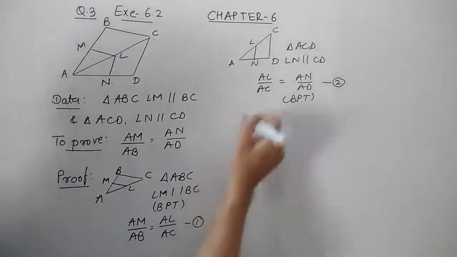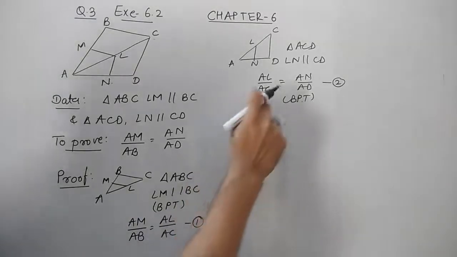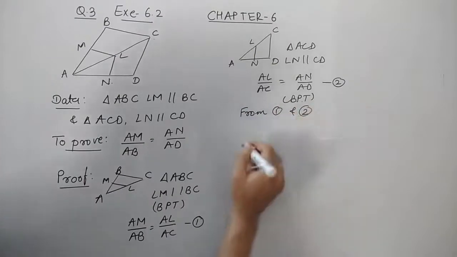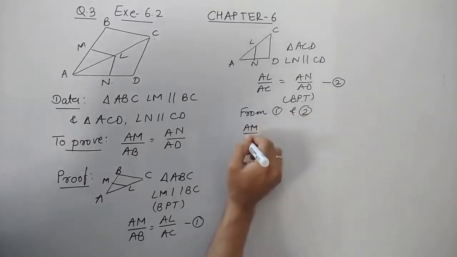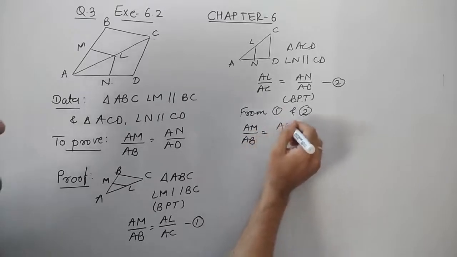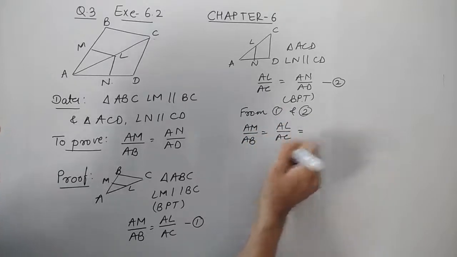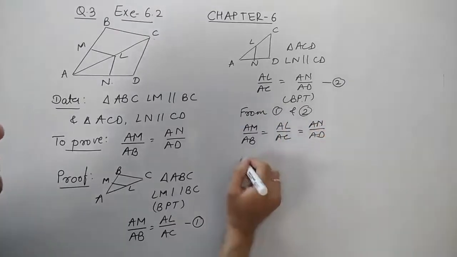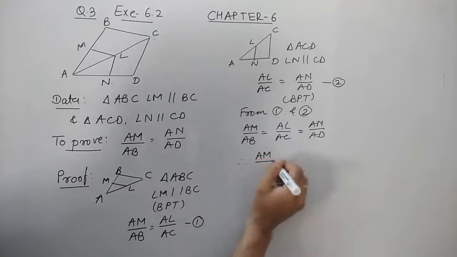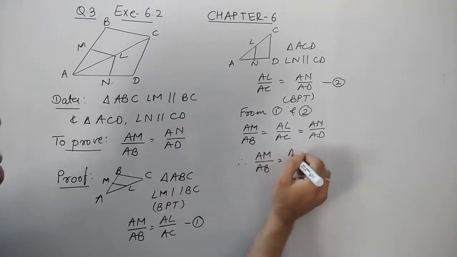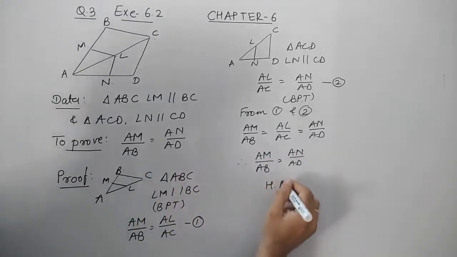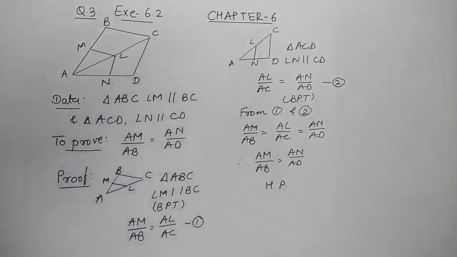Now look at equations 1 and 2. From equations 1 and 2, as you can see, AM upon AB is the same as AL upon AC. But from the second, AL upon AC is equal to AN upon AD. So thus we can compare: AM upon AB is equal to AN upon AD. Hence what we required, we proved it. So this is how the question has to be solved.